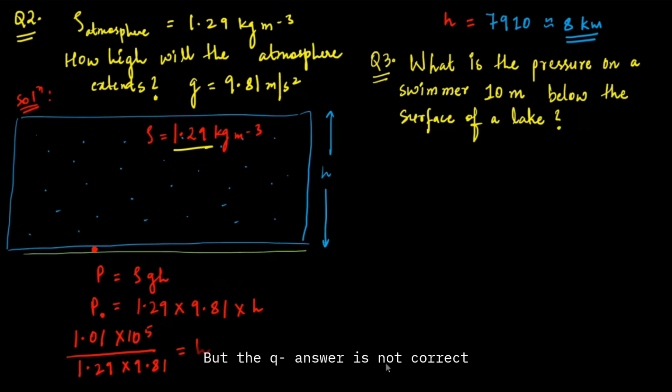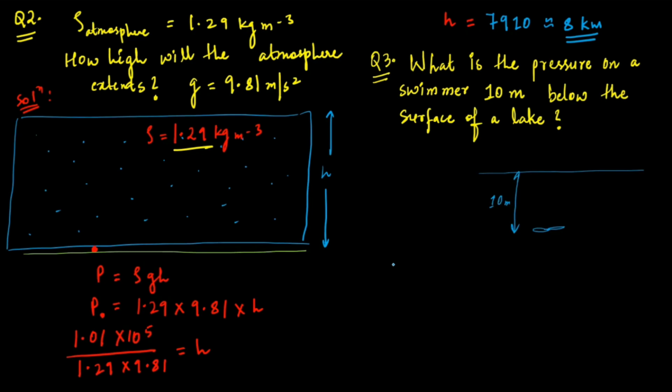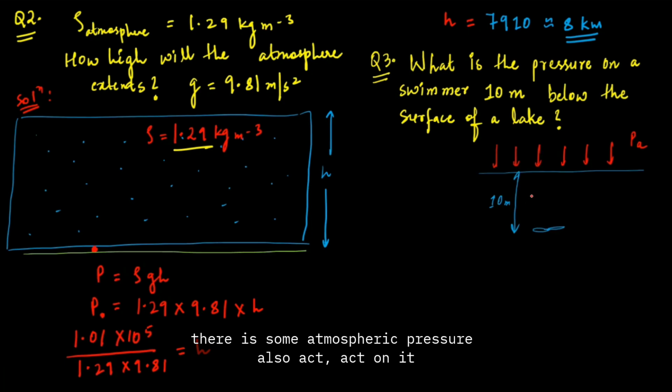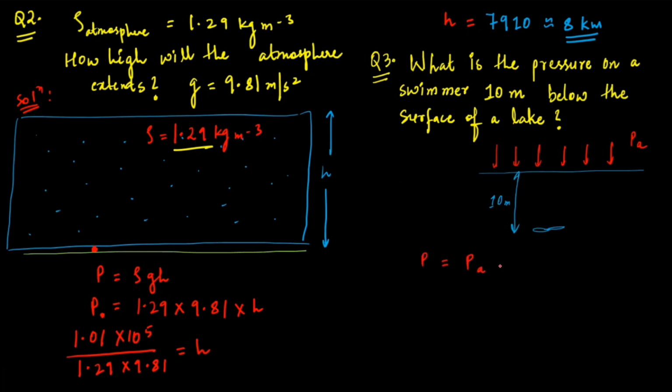But the answer is not correct. Why? Because, suppose this is the surface of the lake, this is the swimmer, this is the depth of 10 meters. But above the lake, there is atmosphere also. So if there is atmosphere, there is some atmospheric pressure also acting on it. So if we are going to find out the pressure, we add 10 to the power 5. Plus 10 to the 5. Okay, that's 198,000.